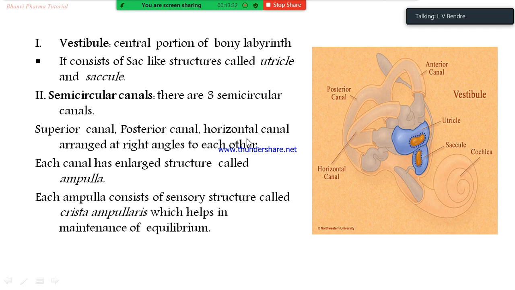Each canal is arranged at a right angle to the others. Each canal has an enlarged end portion, called the ampulla. Each ampulla consists of a sensory structure called the crista ampullaris, which helps in the maintenance of equilibrium.